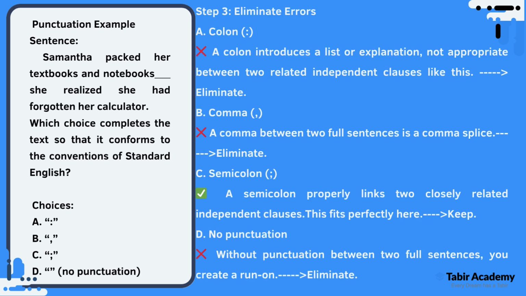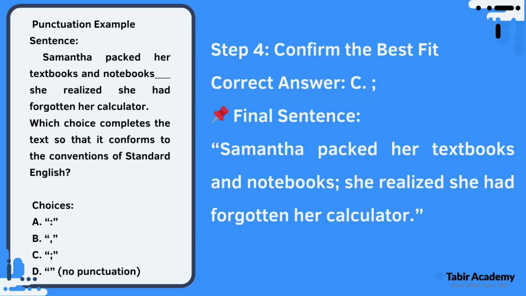Step 3. Eliminate the errors. A colon introduces a list or explanation. This is not appropriate. Eliminate. Comma between two full sentences is a comma splice. We have discussed this earlier. Eliminate. Semicolon properly links two closely related independent clauses. This fits perfectly here. D. No punctuation. Without punctuation between two sentences, you create a run-on sentence. So eliminate. So the correct answer is C, and if you read it aloud, it sounds perfectly all right.